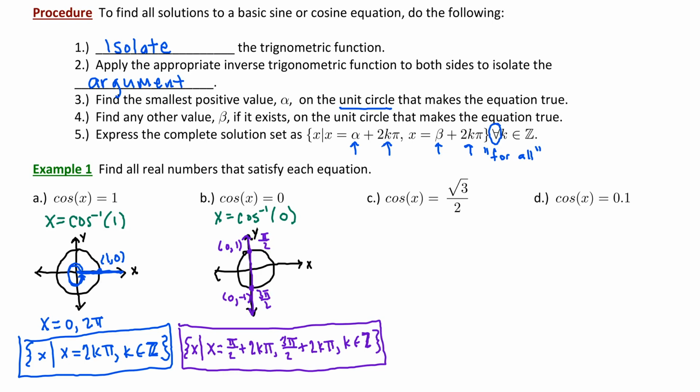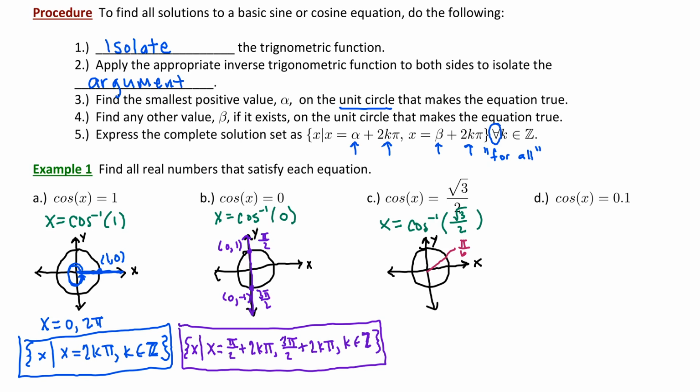Cosine of x equals square root of 3 over 2. The trigonometric function is isolated. Let's go ahead and isolate the argument. So x is equal to inverse cosine of square root of 3 over 2. So we need to find an angle or angles on the unit circle whose cosine or x-coordinate is equal to square root of 3 over 2. Notice the value of cosine is positive square root of 3 over 2. Cosine is going to be positive in quadrant 1, and in particular, pi over 6 has an x-coordinate of square root of 3 over 2 on the unit circle. So one possible solution is pi over 6.